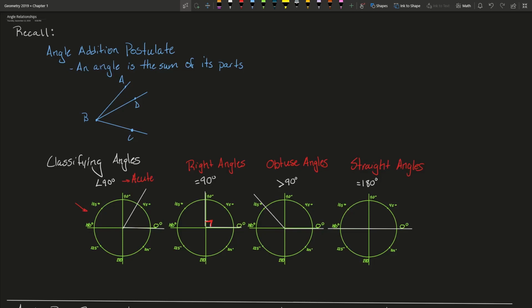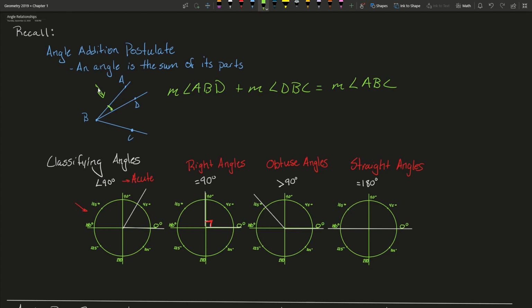In this video, I will be talking about angle relationships. Before we get there, I want you to recall two things. The first is the angle addition postulate. This says that any angle is the sum of its parts. So in this diagram, the measure of angle ABD plus the measure of angle DBC is equal to the measure of angle ABC.